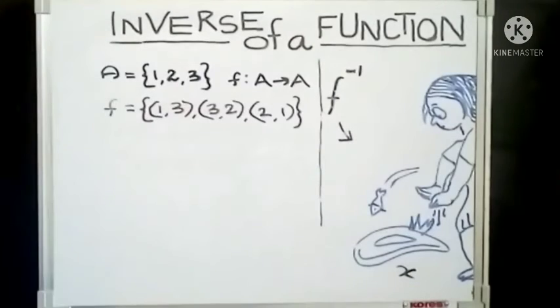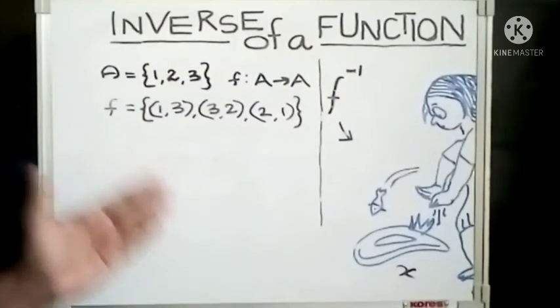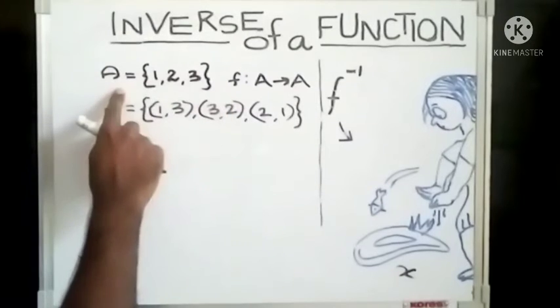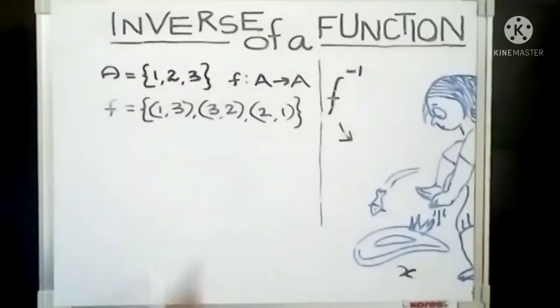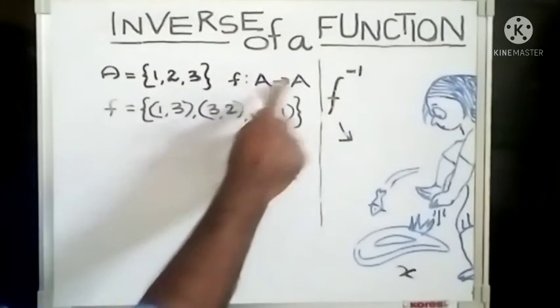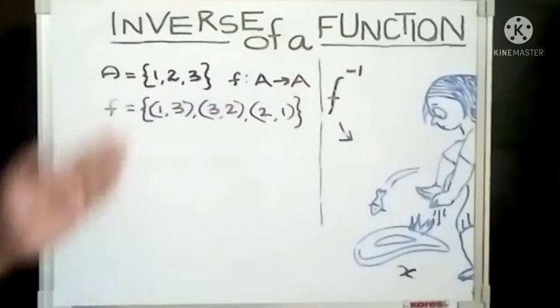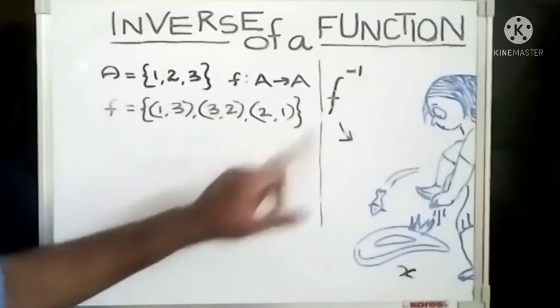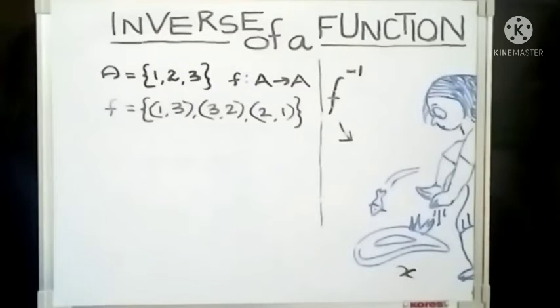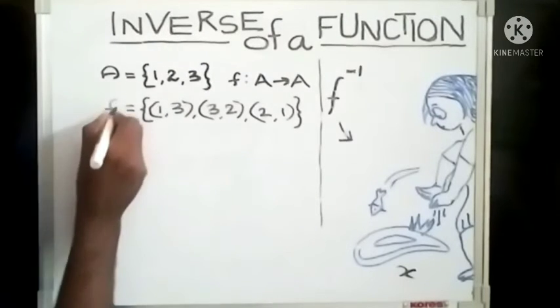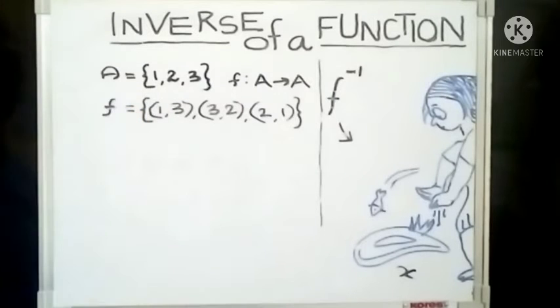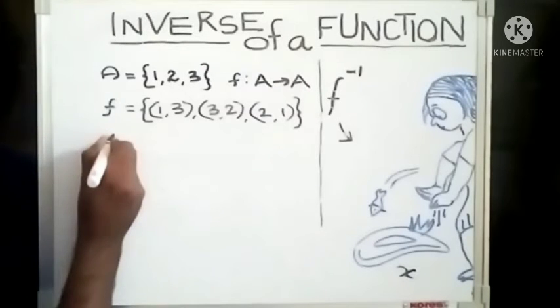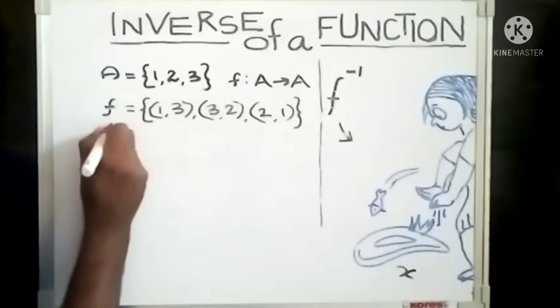Now let us come to a theoretical problem. Let A equal to the set {1, 2, 3}. A contains 3 elements 1, 2 and 3. And let f be defined from set A to set A itself. We are given a function f equal to the set {(1,3), (3,2), (2,1)}. We have to find what is f inverse.